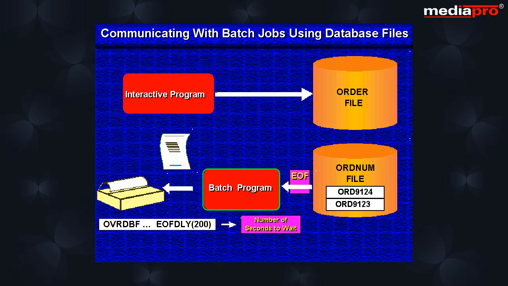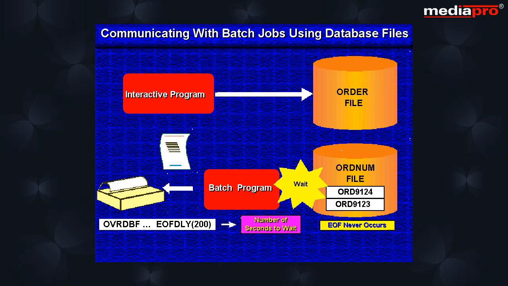When the batch program tries to read a record and it reaches the end of the file, the program will be delayed for the number of seconds specified on the end of file delay parameter. When the delay time ends, the program is made active and the database file is again checked to see if any more records have been added to the file. If no new records have been added, the job will again wait for the specified delay time and then check again. As you can see, an end of file condition will never occur on a file read operation.